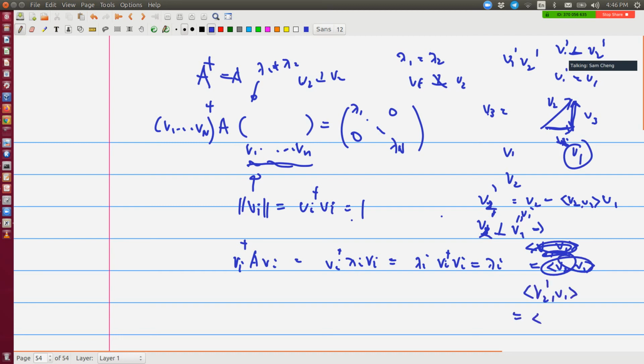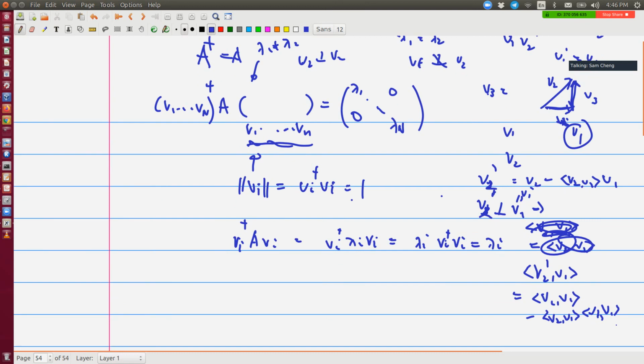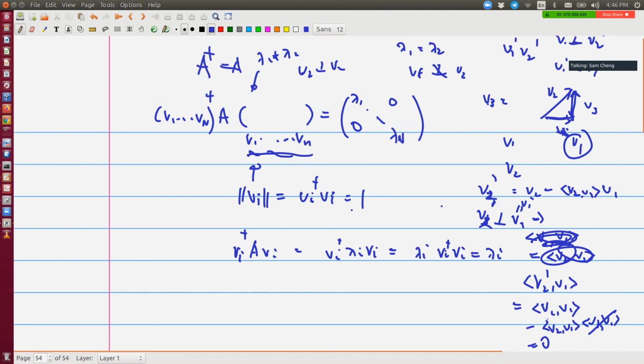V1 is equal to V2 V1 minus V2 V1 V1, right? So we assume V1 is normalized, so therefore this is equal to 1, so that is equal to 0. So of course if you have more than 2 vectors sharing the same eigenvalues, you can continue to do that. So you can do Gram-Schmidt, and then of course these new vectors here will also share the same eigenvalue lambda, right?